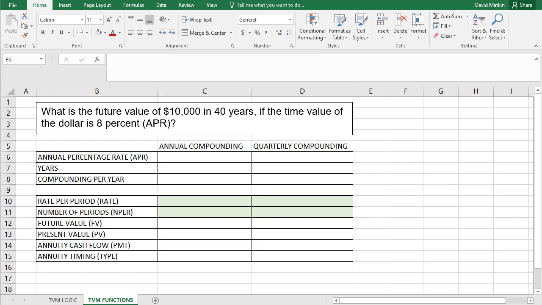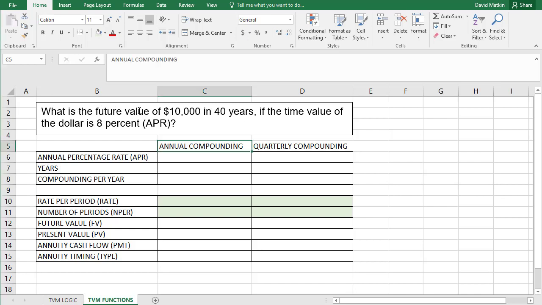Now what you see on the screen is a template for how I recommend you lay out your time value of money calculations. You don't have to use this template exactly as I have it laid out here, but you'll want to use something similar to this because it's going to help you make fewer mistakes and replicate your work. So let's look at this question.